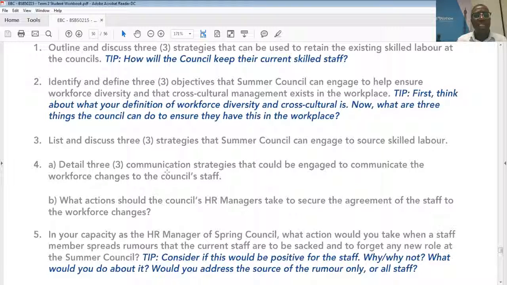Detail three communication strategies that could be engaged to communicate workforce changes to the council. So how are you going to communicate these changes that are taking place? You are an autumn council, and if you're in charge, how do you communicate to your employees that we're going for a merger, and during this merger some of you are going to lose those jobs? Some of you will be redeployed, but there's no guarantee that when you apply, the new person may not get it, because right now you're going to be using the best on merit. So how do you communicate that message?